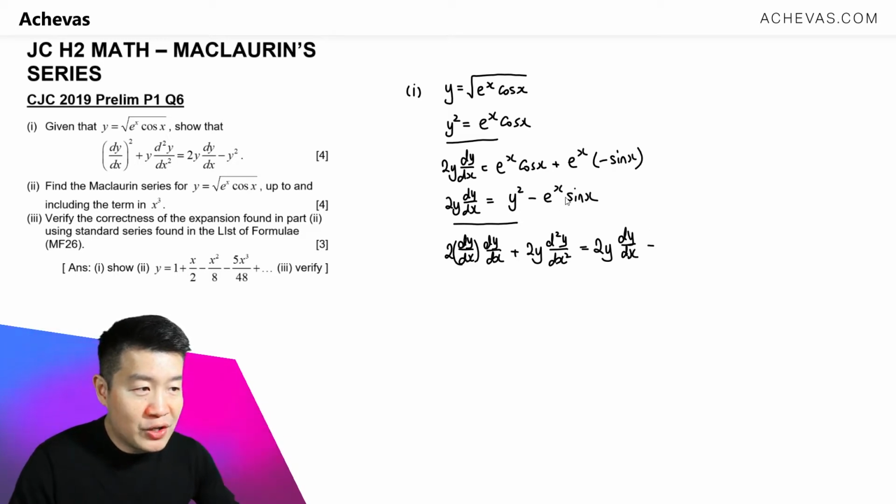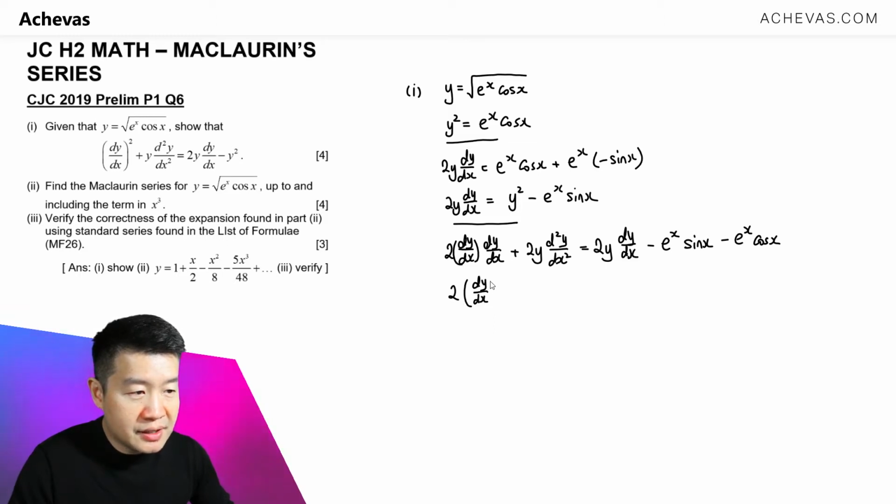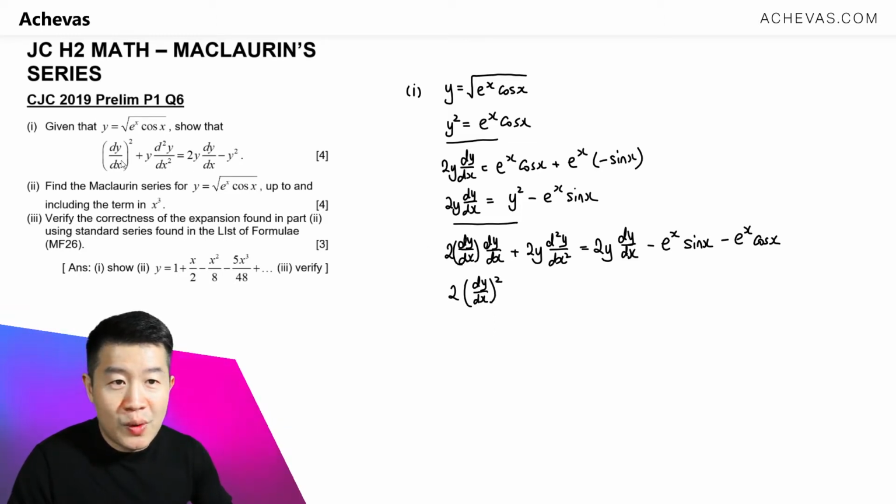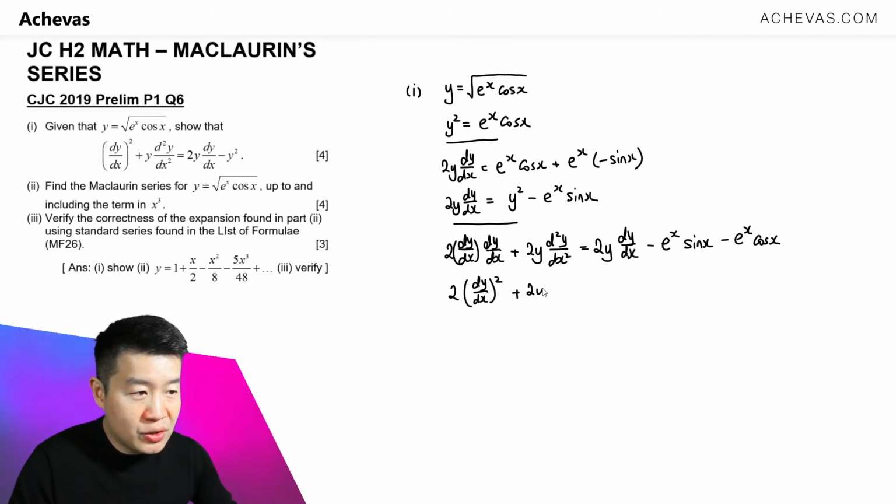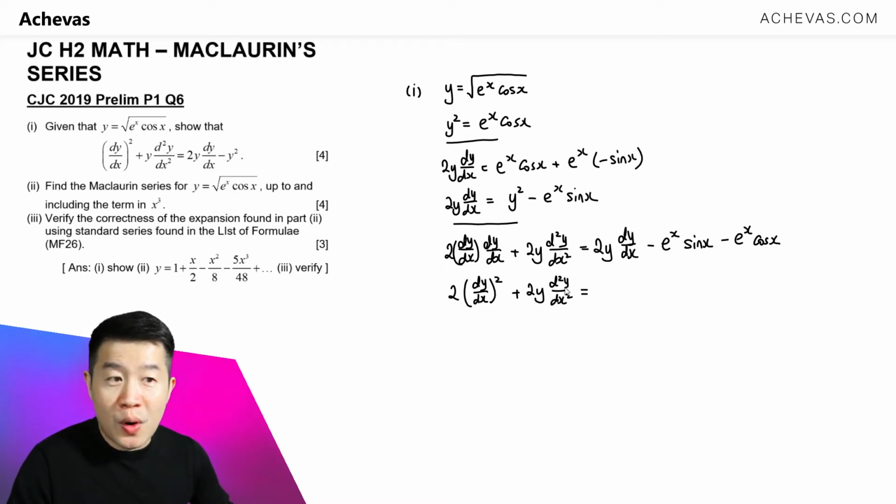So minus differentiating e to the power of x is still e to the power of x. Then sine x. Then minus e to the power of x differentiating sine x gives me a cosine x. So we have a 2. This times this, it is dy dx square. And this is assuring because we are expecting a dy dx square. Then this over here, it is going to be plus 2y d square y dx square. Again, this is also assuring because we are seeing a y d square y dx square, which appears here.